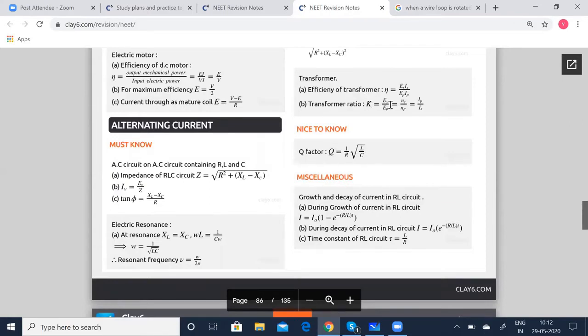Transformer ratio K is equal to ES by EP, which is equal to NS by NP, where NS stands for the number of turns in the secondary coil, and NP stands for the number of turns in the primary coil, which is equal to IP by IS. Q factor. Q factor is equal to 1 by R root of L by C.